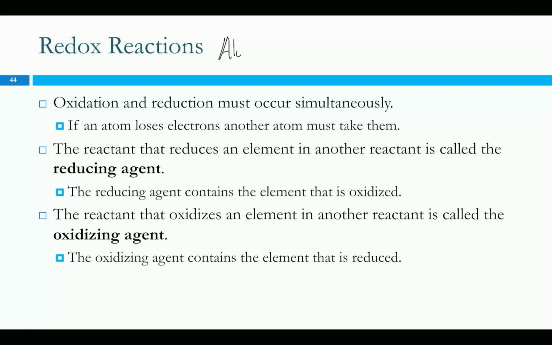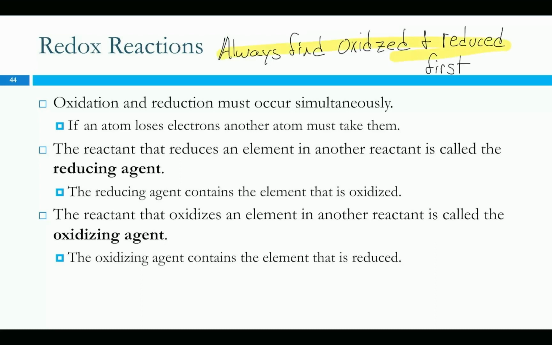So always find oxidized and reduced first. Then you flip it and it's the other agent. Find what's being reduced, it's the oxidizing agent. Find what's being oxidized, it's the reducing agent. Don't try to find those first because it's way more confusing. We've got a nice mnemonic for oxidation and reduction. Oxidizing agent, reducing agent can be found as the opposite of those.